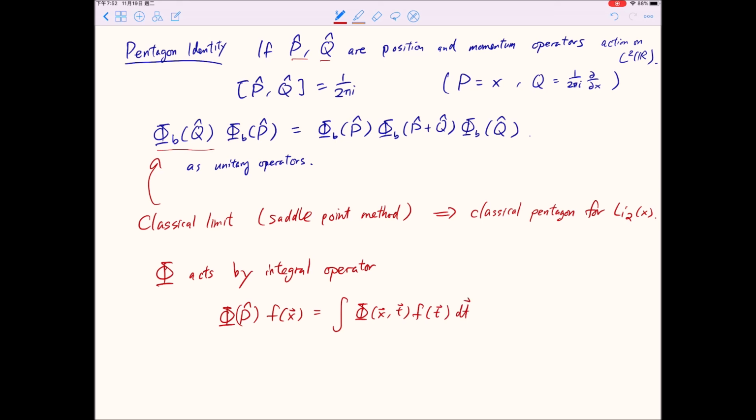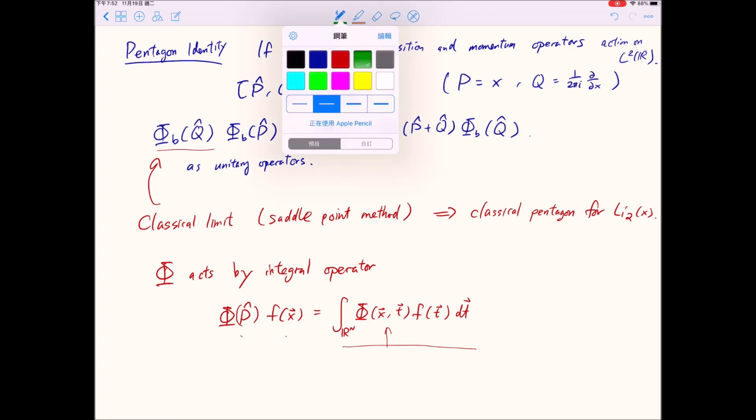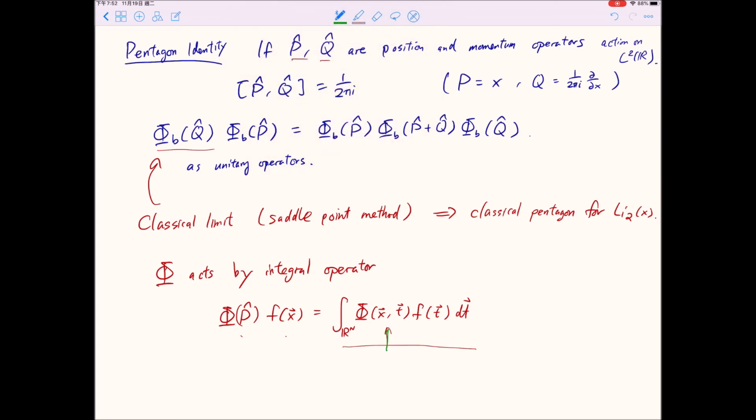Yeah, so say Rn. Let's say your Hilbert space is L2 of Rn, then an operator acting on a function is called an integral operator if it can be written in this way, where this is just a usual function, not an operator, and you integrate. So this again is the quantum dilogarithm function, but in two variables.